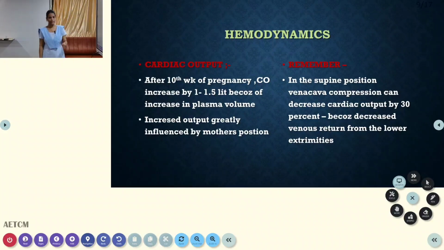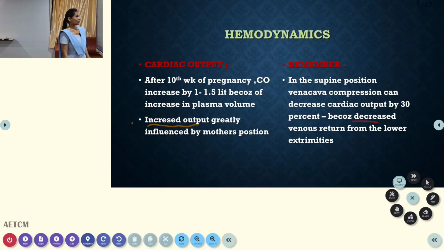Next, in hemodynamics, what will happen to the cardiac output? Cardiac output increases by 1 to 1.5 liters because of the increase in plasma volume. Cardiac output is greatly influenced by the mother's position. If she is in the supine position, it leads to vena cava compression and can decrease the cardiac output by 30%.